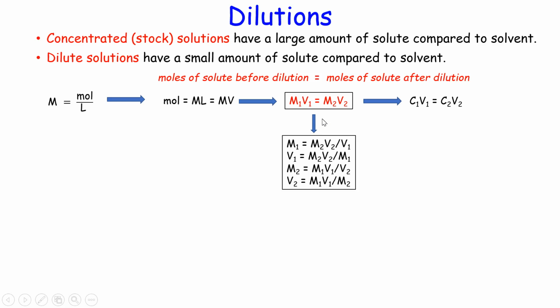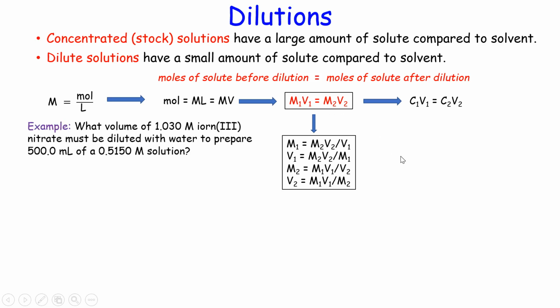For example, if you know everything else but M1, then you should be able to calculate M1 using this equation. You see, M1 equals M2V2 over V1. We move V1 to the other side as a denominator. You can do the same for V1, for M2, and for V2.